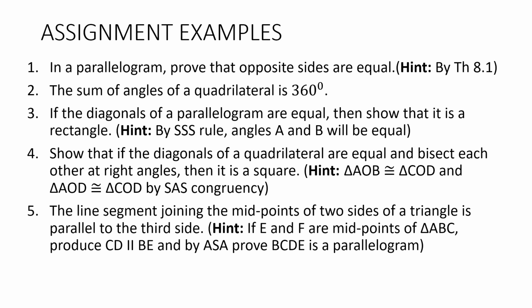Fifth one, the line segment joining the midpoints of two sides of a triangle is parallel to the third side. Midpoint theorem. How are you going to prove this? If E and F are midpoints of triangle ABC, produce CD which is parallel to BA, and then by ASA congruency you will be able to prove that BCD is a parallelogram.